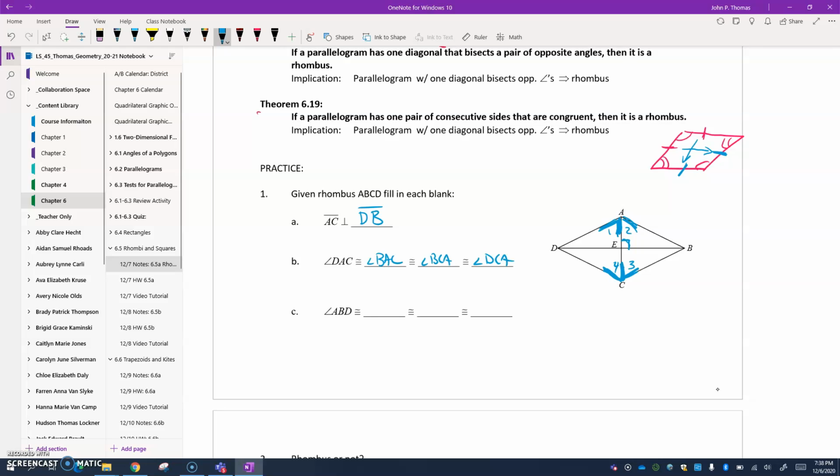Now I'm going to work my way around on the other 4 that are cut by DB. So we have ABD given. So I'm going to do CBD next.